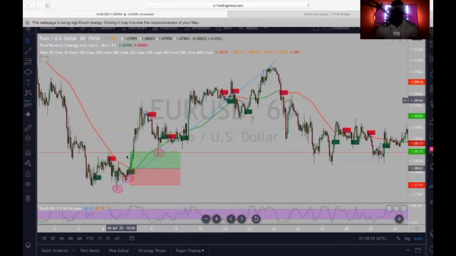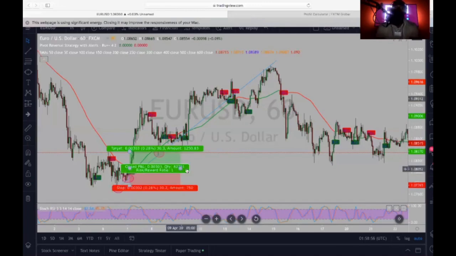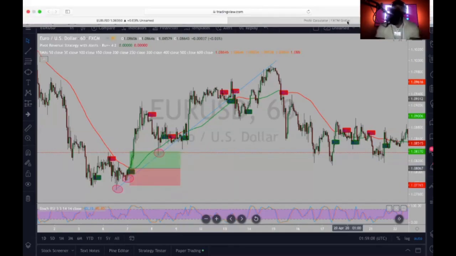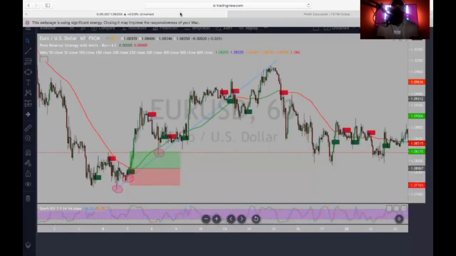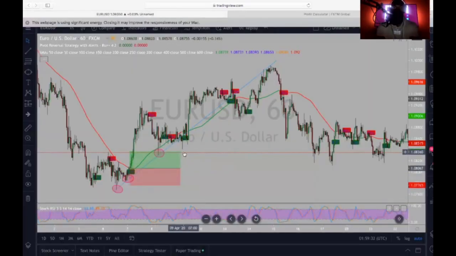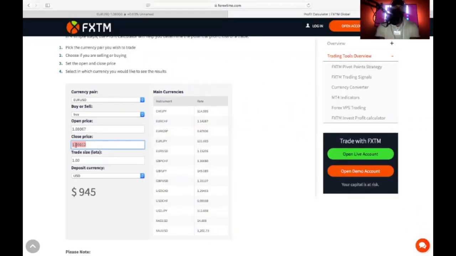Let's see how much we would have made on this trade right here. We started off at 1.08067. We're gonna hit buy at 1.08067. We exited our trade at 1.08360. Boom. $293 on a standard lot, which is what I usually trade with.